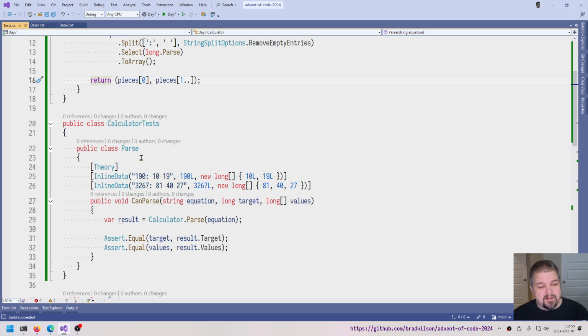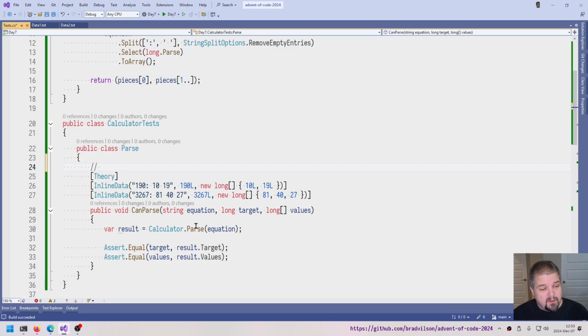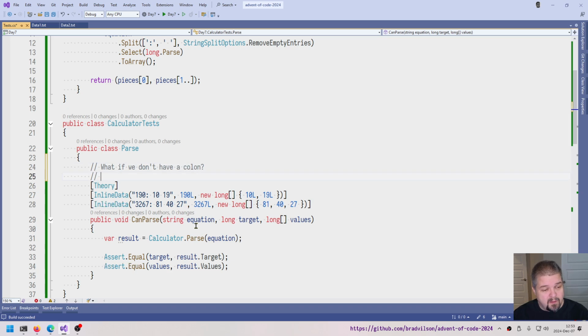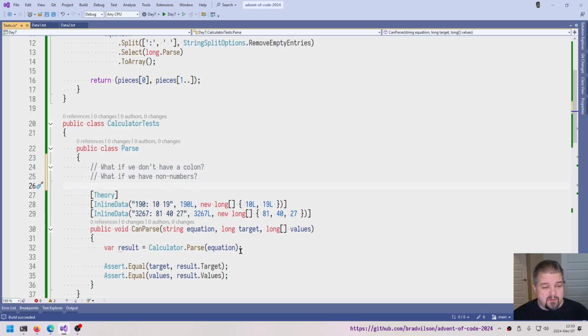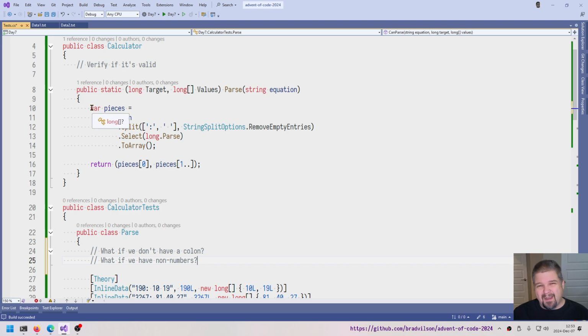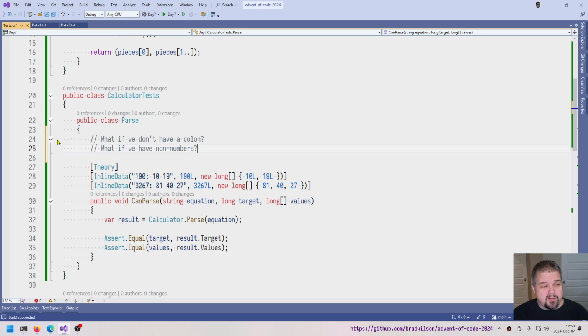What are other interesting things we could do here, though, right? So what if we don't have a colon? What if we have non-numbers? All right, so these are things we might come back to later and add guard clauses to this because, as you typically do for Advent of Code, we're assuming the optimal path. We're assuming we don't have error conditions. But in the real world, these are some of the error conditions that we'd want to figure out. So, what do we do in these cases?